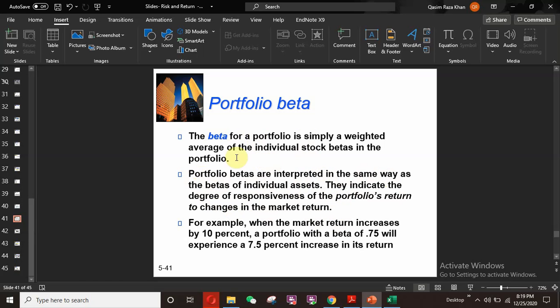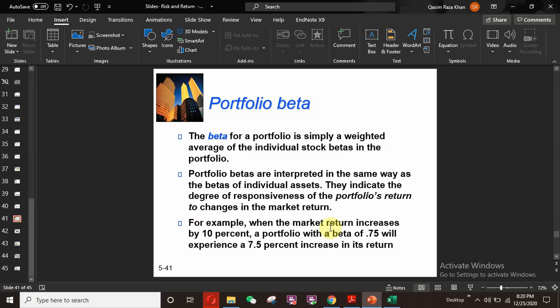पोर्टफोलियो के बीटा कैलकुलेट करना भी मुश्किल नहीं है. Simply we take the weighted average of all individual stocks which are part of the portfolio. जितने ज़्यादा हमारे एसेट्स होंगे पोर्टफोलियो के अंदर उन सारे के इंडिविजुअल बीटास की हम वेटेड एवरेज ले लेते हैं. And the interpretation of the portfolio beta is similar to the individual asset beta.